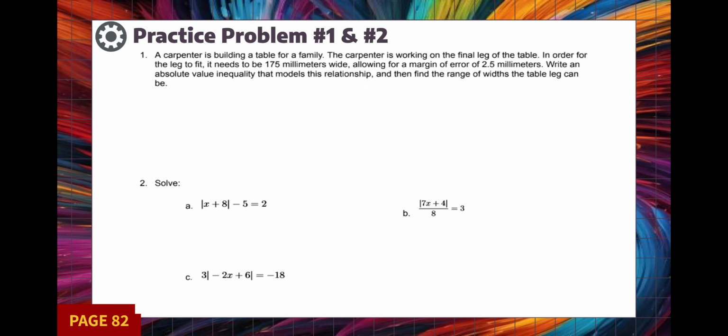Practice problem. Let's go, practice problem. Page 82. A carpenter is building a table for a family. The carpenter is working on the final leg of the table. In order for the leg to fit, it needs to be 175 millimeters wide, allowing for a margin of error of 2.5 millimeters. Write an absolute value inequality that models this relationship and find the range of width the table leg can be.